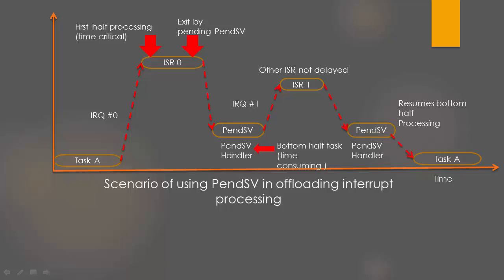In this way, we can avoid blocking other lower priority interrupts because of time consuming work of the higher priority ISR. It surely improves the system responsiveness. Great, that's all I wanted to talk about the PendSV exception. In the lab session, I will code and show you how to implement this practically. Thanks for watching.